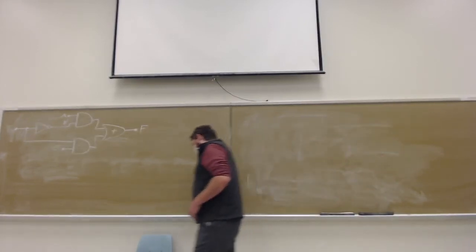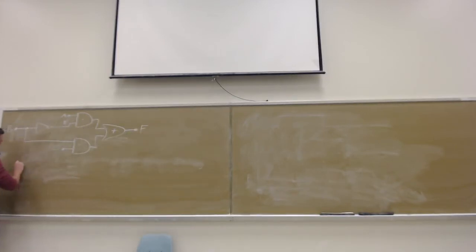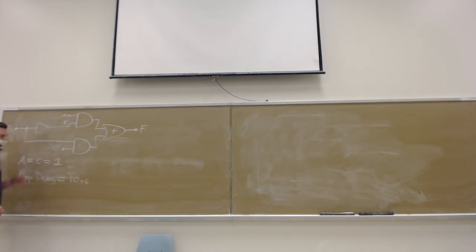All right, so a couple of details we need to jot down. We'll say that A and C are both equal to 1, and every gate has a propagation delay equal to 10 nanoseconds.